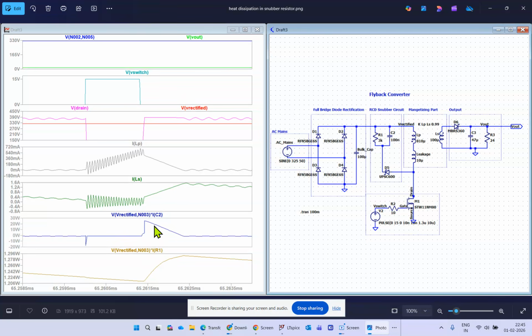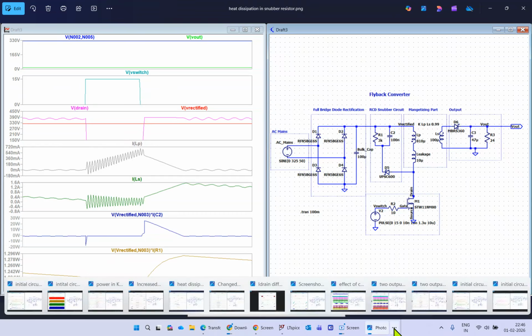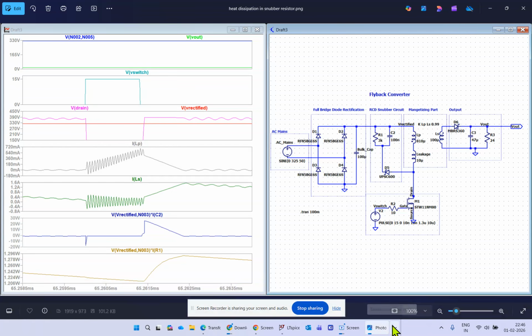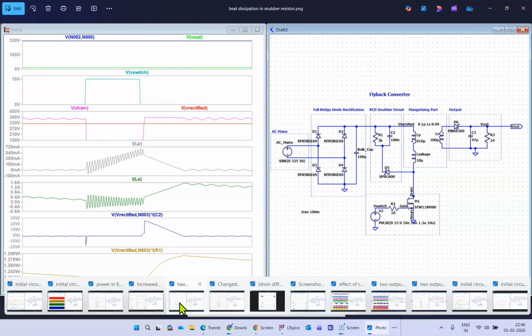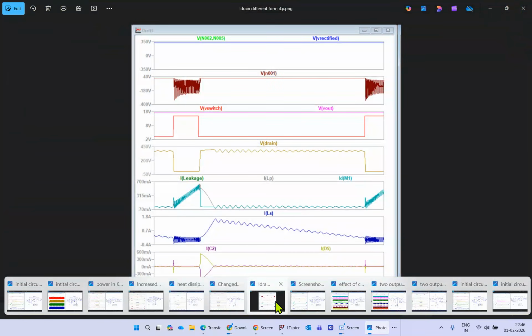Here if you see, this is the energy across this C2 capacitor, and this is the power dissipated across this resistor. So when the switch goes off, the energy across this capacitor is decreasing, and it is getting dissipated as heat in this resistor R1. So I had increased its value so that it can handle this much amount of power dissipated and not burst out. This is just a simulation, but in real life it will damage the resistor.